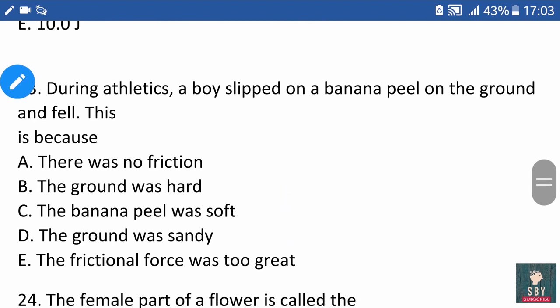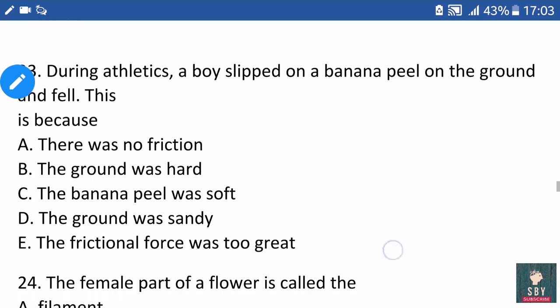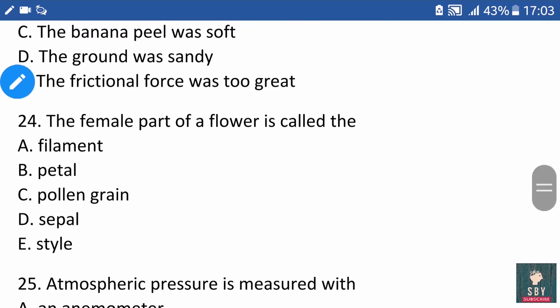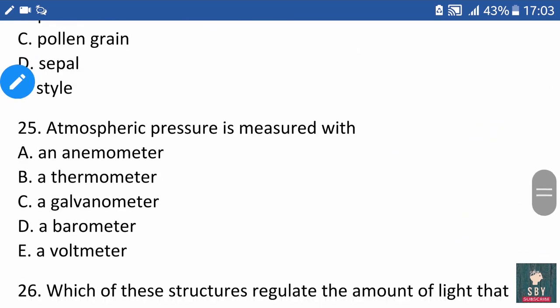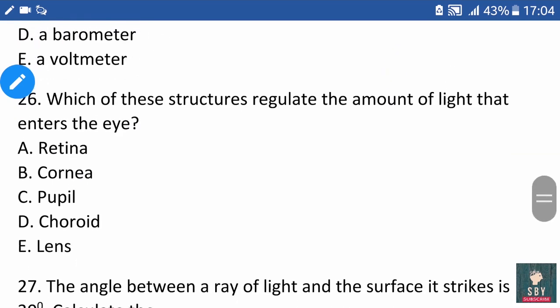During athletics, a boy slipped on a banana peel and fell on the ground. Okay, a boy slipped on a peel on the ground and fell. So over here is also about friction. The female part of a flower is called this on flowering plants. 25, atmospheric pressure is measured with. So for this question, you have to know the instruments and their use. So the use of an anemometer, thermometer, galvanometer, barometer, voltmeter, ammeter, ohmmeter, hydrometer, and so on.